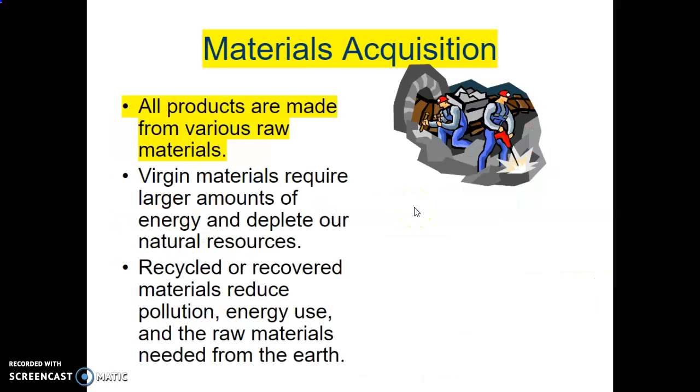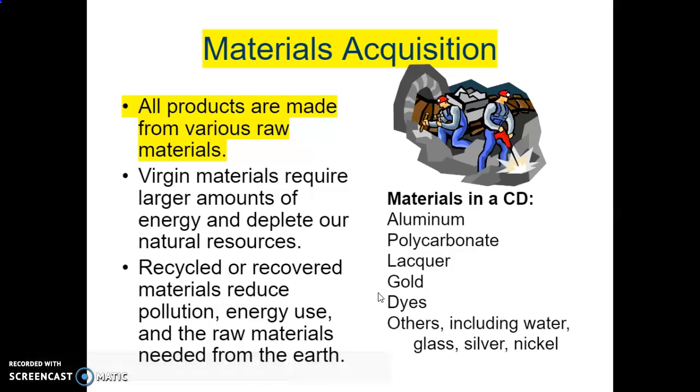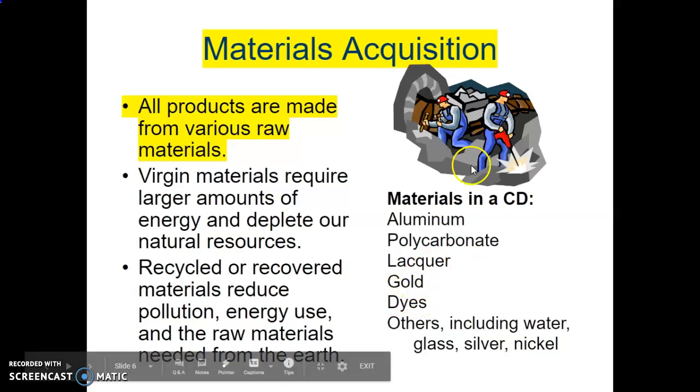Materials acquisition is the next step in the product life cycle. All products are made from various raw materials, okay? And those have to be acquired. So people have to go and mine for these resources depending on what kind of resources you're using for your product. The materials in a CD: aluminum, polycarbonate, lacquer, gold, dyes, and then several others. So all of these materials must be acquired first.